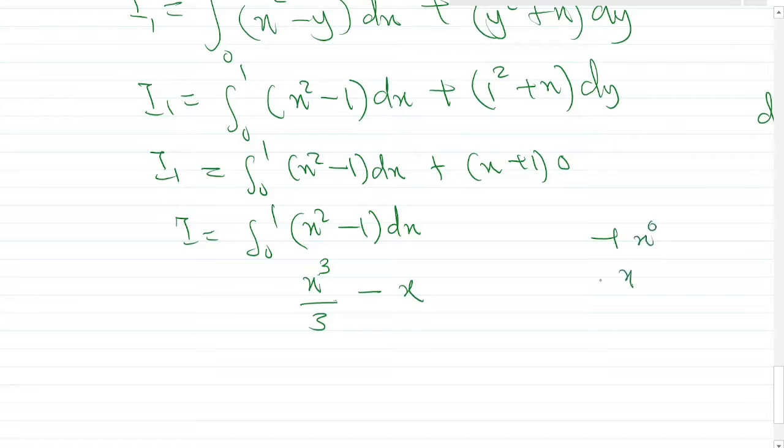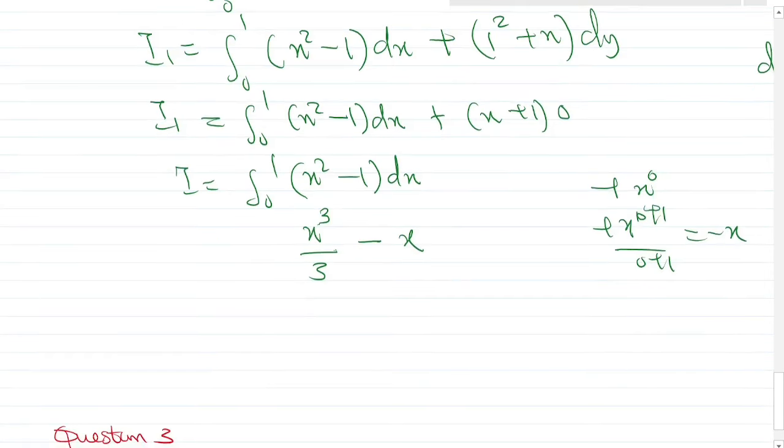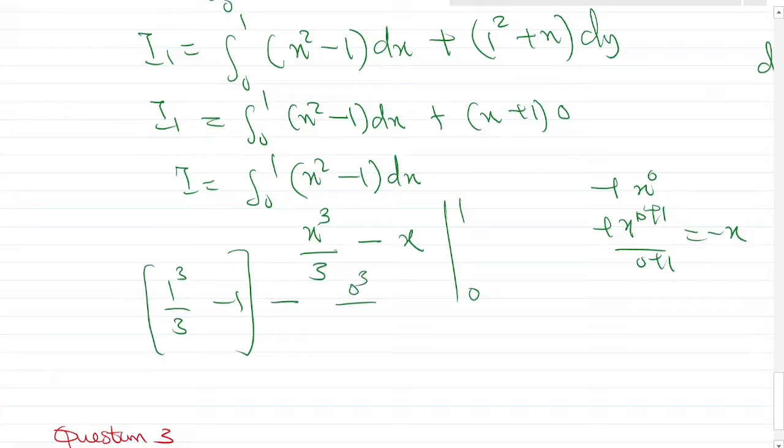So that will be minus 1, x1 plus 0 plus 1, 0 plus 1. That will be minus x, right? So that is what you will get from 0 to 1. What would that give you? 1 cubed over 3 minus 1 for the upper limit, minus 0 cubed over 3 minus 0.